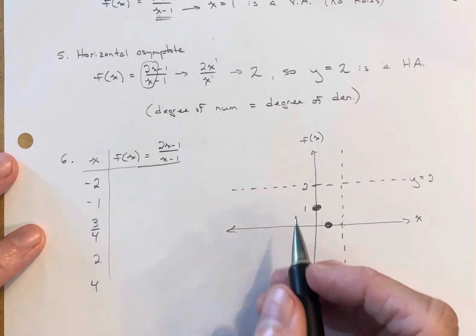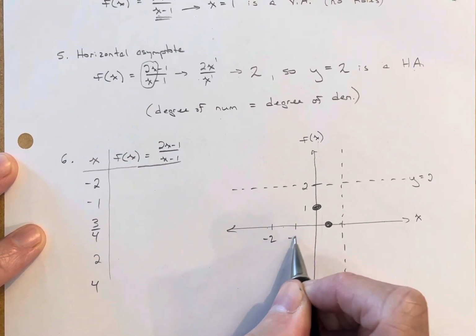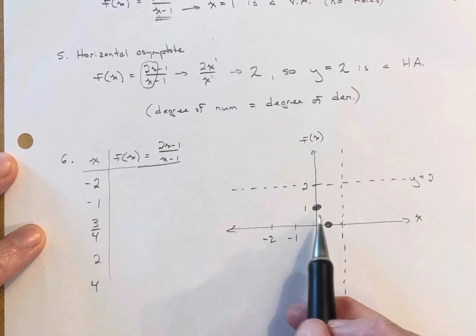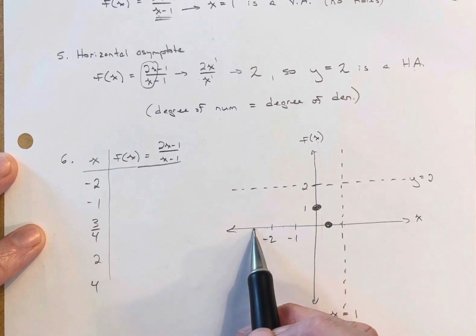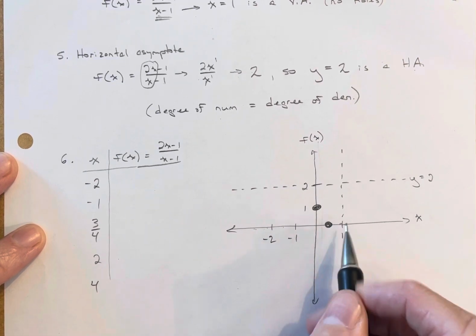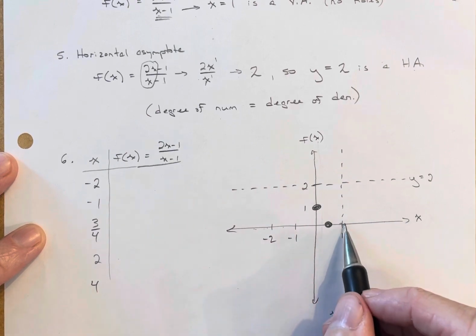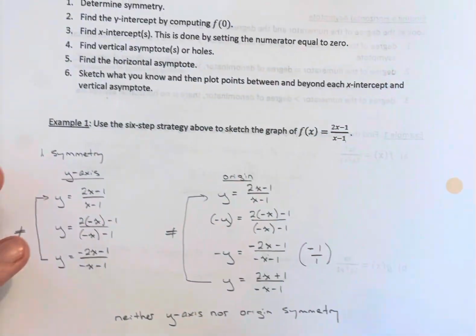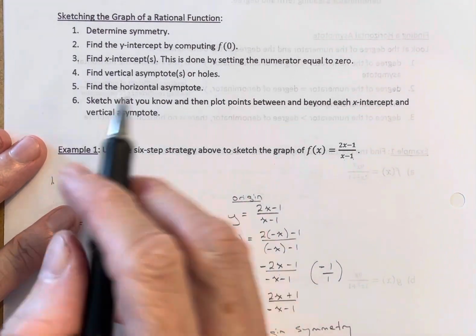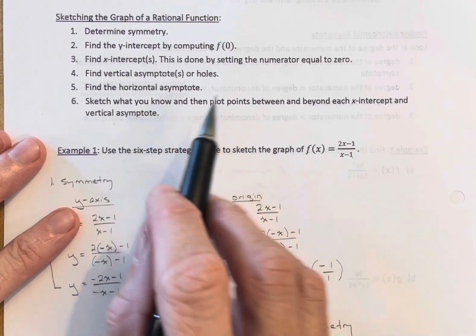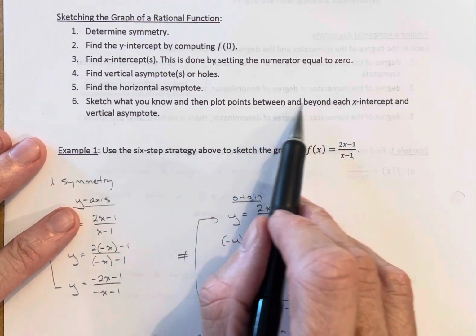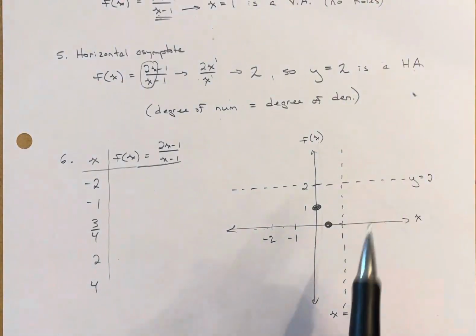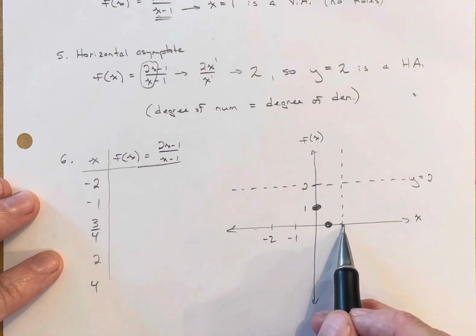So I chose -2 and -1. Those are to the left. I already know what 0 is. To the left of the x-intercept. I want to be between these two. That's why I chose 3/4. And then I want to be to the right of the x-intercept. Let's go back to what step 6 said to make sure we're all on the same page. Sketch what you know. I just did. And then plot points between and beyond each intercept and vertical asymptote. So I'm focusing on the intercept and the vertical asymptote.